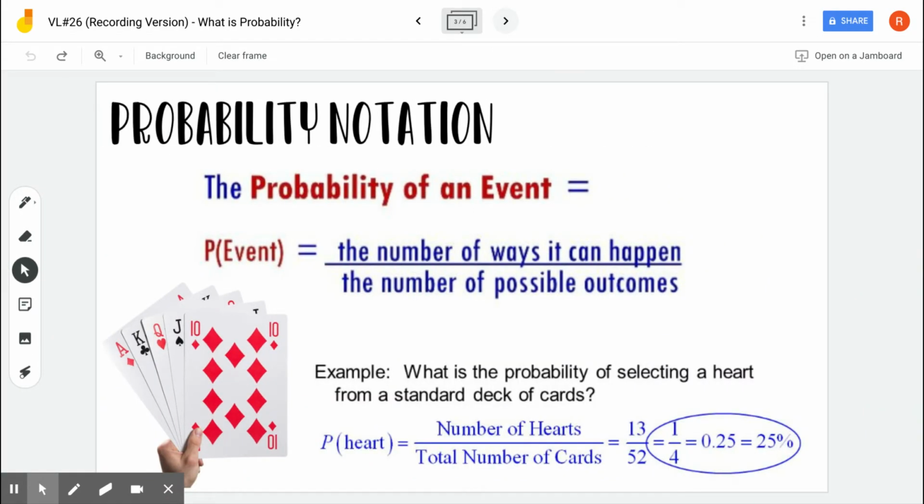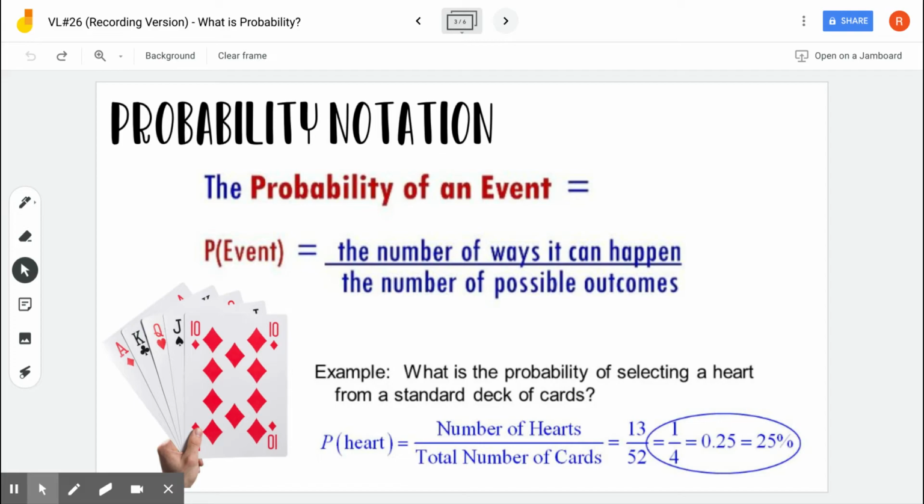Now, specifically, the probability of an event is determined by the number of ways it can happen versus the number of possible outcomes. A very common example is a 50-50 chance, so flipping a coin. There's a 1 in 2 chance of getting heads because there's only one way to get heads, and that's landing on heads. But there are 2 possible outcomes, heads or tails.